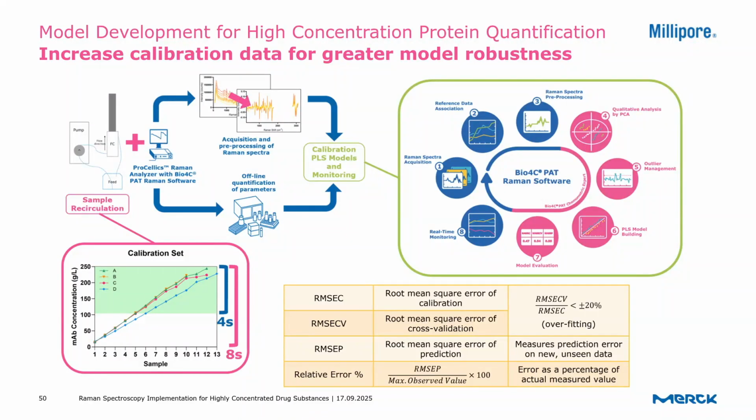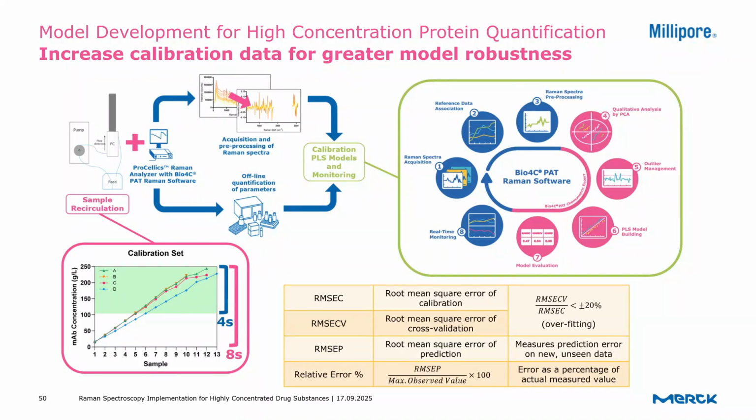The text is kind of small at the bottom of this diagram, but these outputs are RMSEC, which is the root mean square error of calibration, and RMSECV, which is the root mean square error of cross-validation. The ratio between these two values is helpful for determining if there is any overfitting of a model occurring. We also have the RMSEP, which is the root mean square error of prediction, which measures prediction error of new unseen data, incorporating the differences between the model's predictions and the actual observed values.